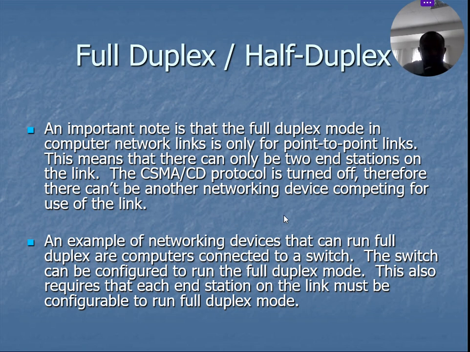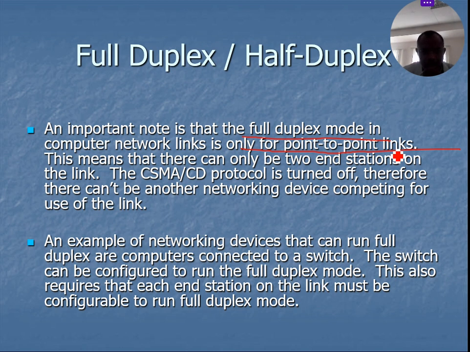Now, also something to note when we're looking at full duplex and half duplex transmission is that full duplex mode in computer network links is only for point-to-point links. Remember this, this is very important. What this means is that there can only be two end stations on the link.